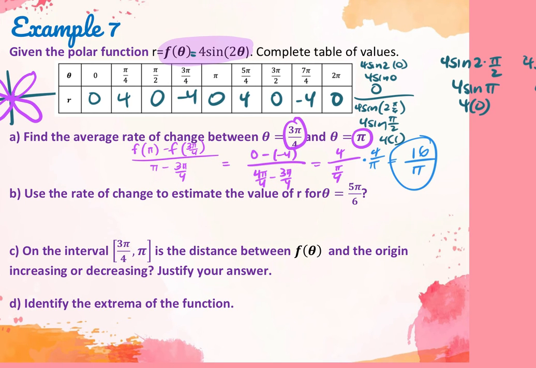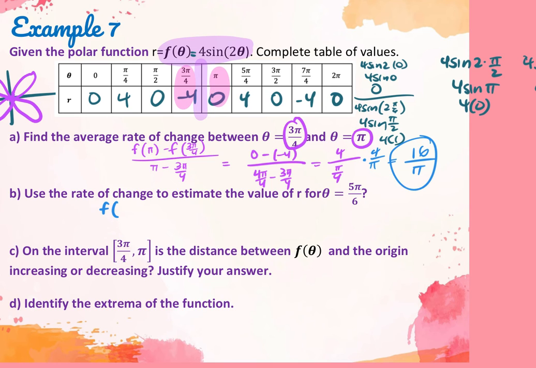B says use the rate of change to estimate the value of r for theta being 5 pi over 6. So I want to go from the one before 5 pi over 6 to 5 pi over 6. Which of these falls before 5 pi over 6? 5 pi over 4. Good. Before 5 pi over 6, yeah. You could also go to pi if it's easier. So I could go one before or one after, okay? Because it would fall in here. We could either use pi or 3 pi over 4, as long as you're consistent. So again, to make it easier, we're going to use pi.